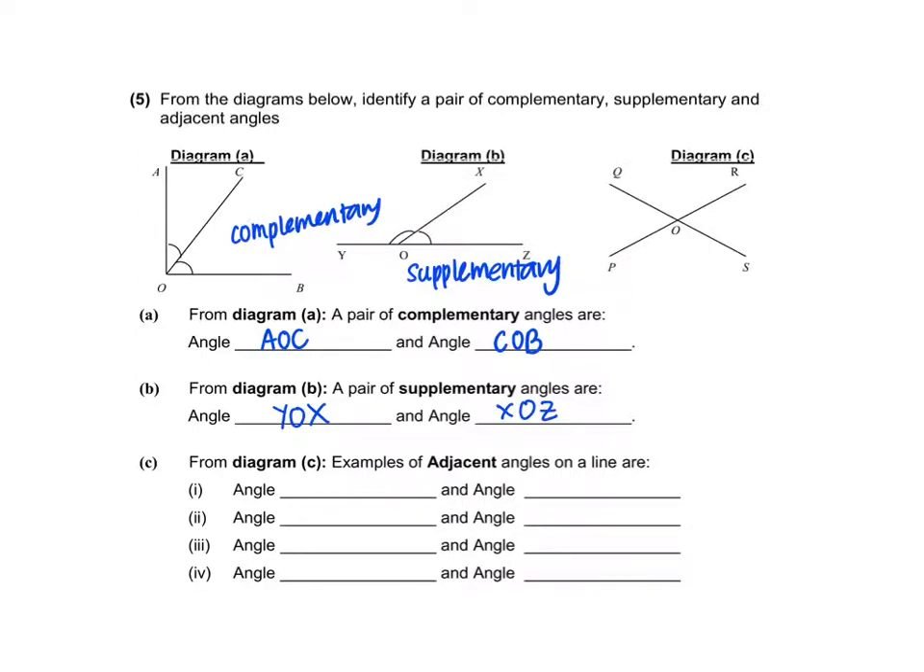Right? Then from diagram C, a pair of adjacent angles on a line. Adjacent angles means they are side by side each other. They share a common side and a common vertex. Now you can see all the angles here actually lie on one common vertex over here. And we have quite a couple of different lines. So we can have the first pair, for example, QOR. This angle will be side by side with ROS. So that will be our first pair, QOR and ROS.